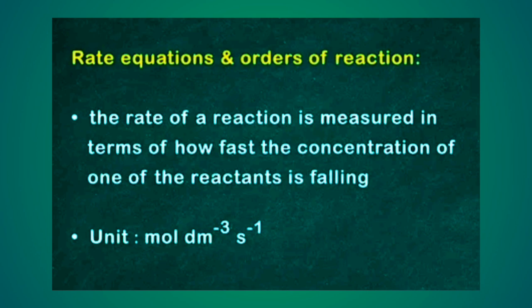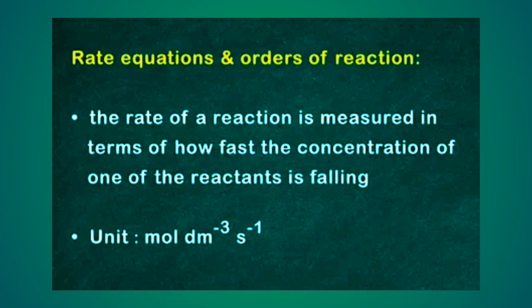For the rates of reaction and their equation, the rate of reaction basically is a measure of how fast the reaction proceeds, how fast the concentration of one of the reactants is falling, or how fast the product is forming. The unit is given as mole per dm cubed per second. Recall in our last video that some reactions occur faster than others. Some reactions are slow, some reactions are fast, some reactions are too fast to actually be measured.